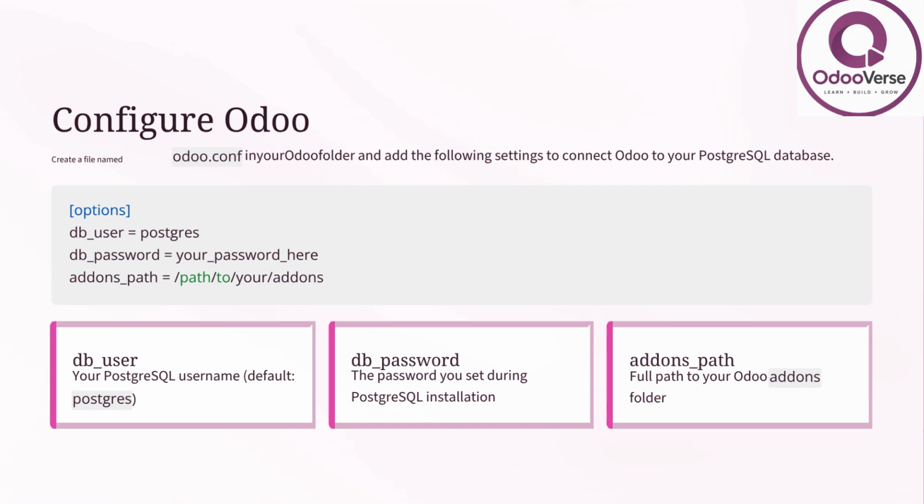After downloading Odoo, we need to configure it. Inside your Odoo folder, create a file called odoo.conf. This file contains the database configuration settings. Here we define the database username, database password, and addons path. The db_user is usually postgres. The db_password should be the same password you created during PostgreSQL installation. And addons_path should contain the full path of your Odoo addons folder. This configuration allows Odoo to connect with PostgreSQL properly.